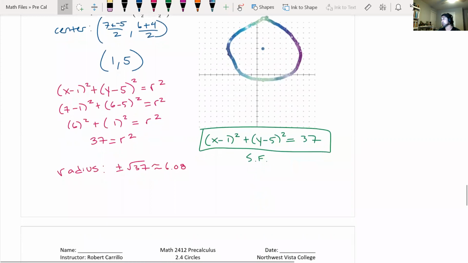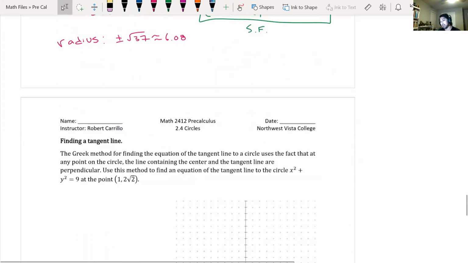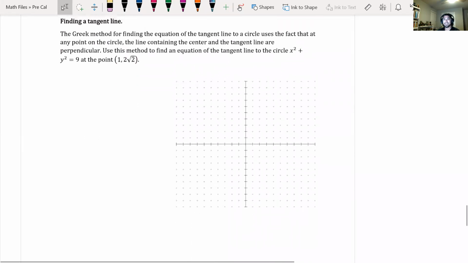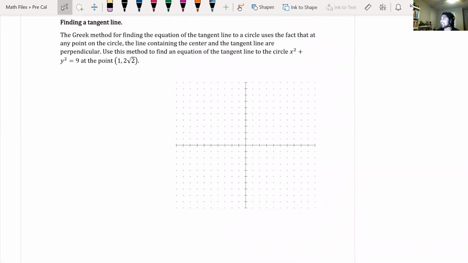Okay. Circles are pretty straightforward until you come to this problem. Hey, look at that. Tangent line again. Tangent lines will haunt you in Calculus 1, so why not see them now?